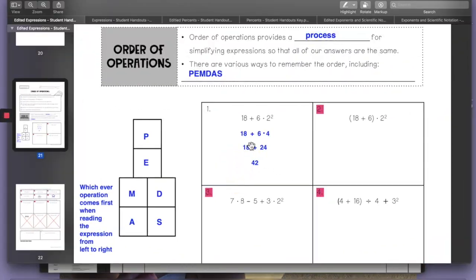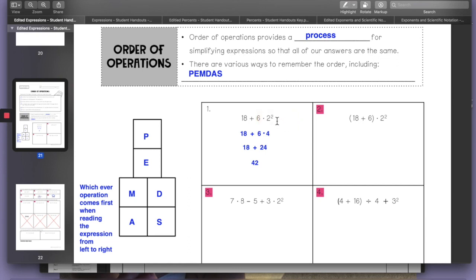Okay. So, for number 1, as an example, you have 18 plus 6 times 2 to the second. So the first one I want to do is 2 to the second. As you can see, the 18 came down, as well as the plus 6. Now, the multiplication sign also came down, but I solved 2 to the second first.